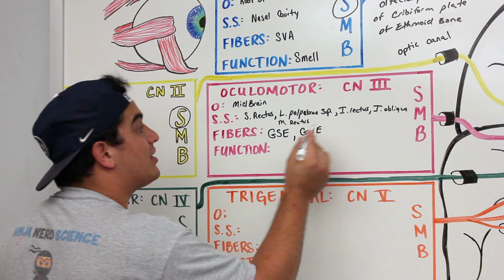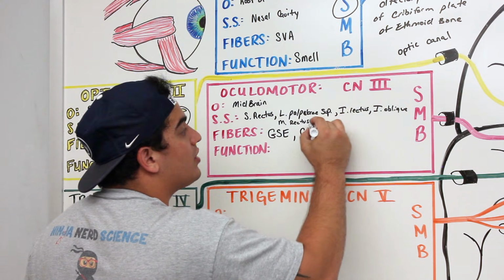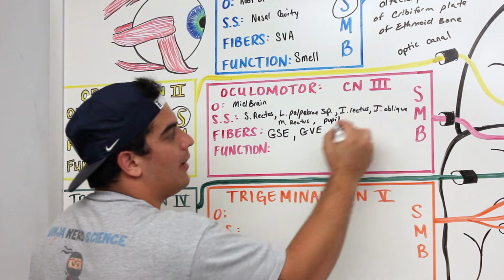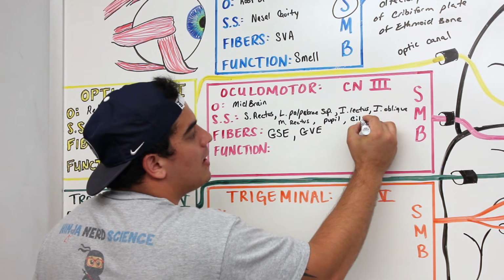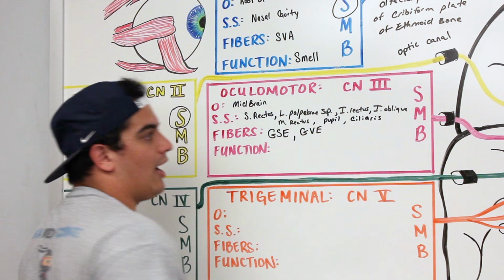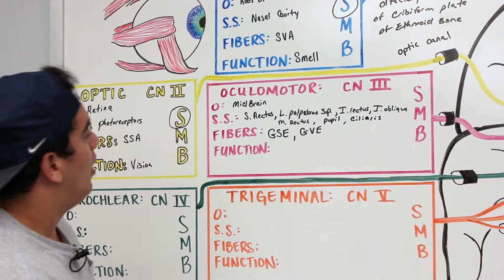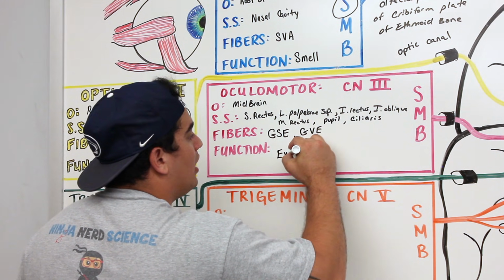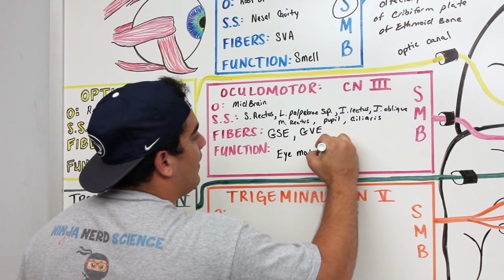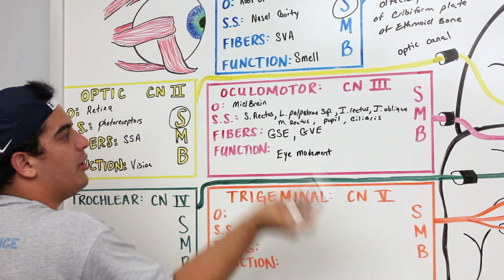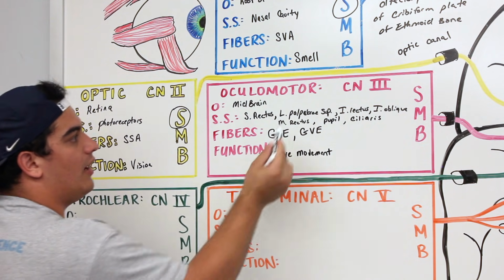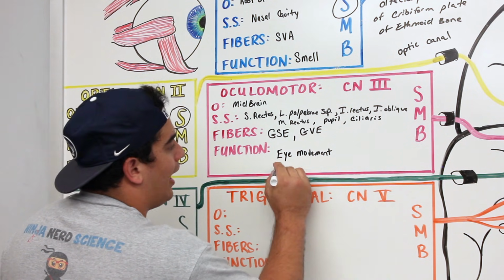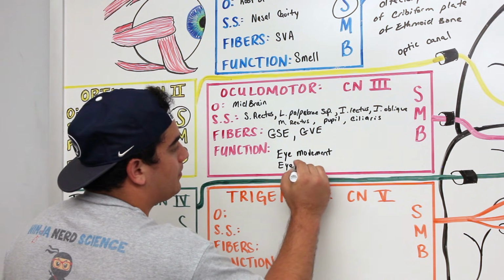So what else is really being supplied by this nerve then? We could also say that it's supplying the pupil, specifically the sphincter pupillae, and it's supplying another muscle called the ciliaris, okay? Okay, so what is its function? We're just going to say eye movement. If we really want to be specific, if it's controlling the superior rectus, that's elevating the eye, right? If it's the levator palpebrae superioris, it's elevating the upper eyelid. So we can say eye movement and eyelid movement.